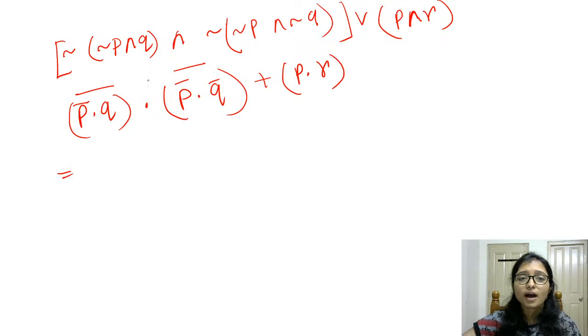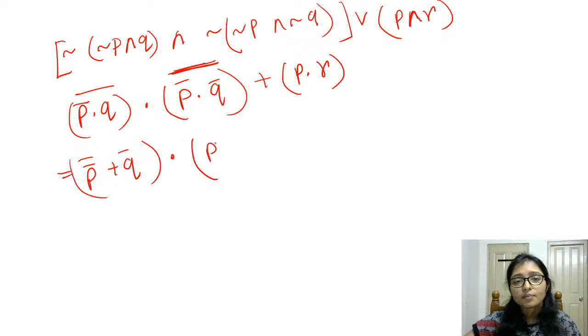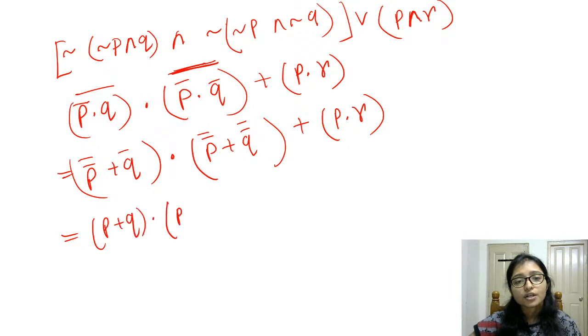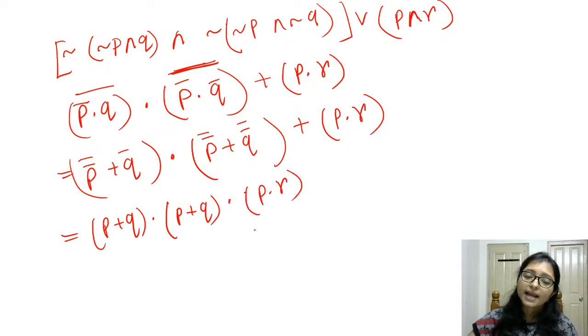Now here there was whole bar. Here we can apply De Morgan's law. Using De Morgan's law, it will be P double bar plus Q bar, right? And here it will be P double bar plus Q double bar, and here it will be P dot R. So it will be P plus Q bar, dot P plus Q, dot P dot R, right?